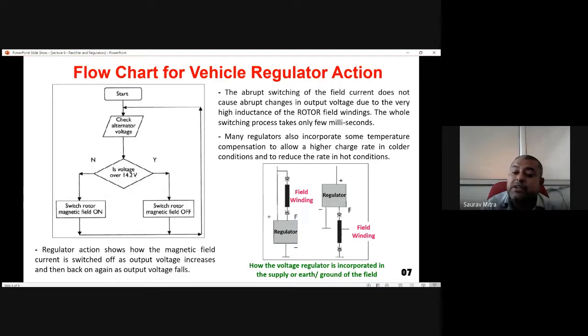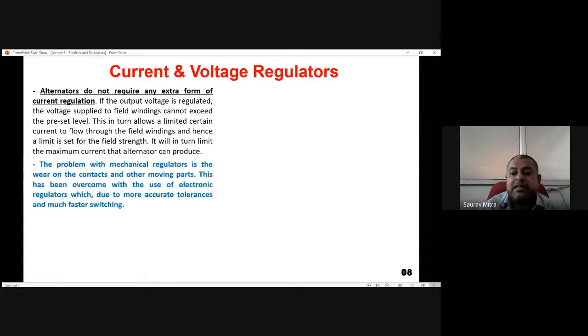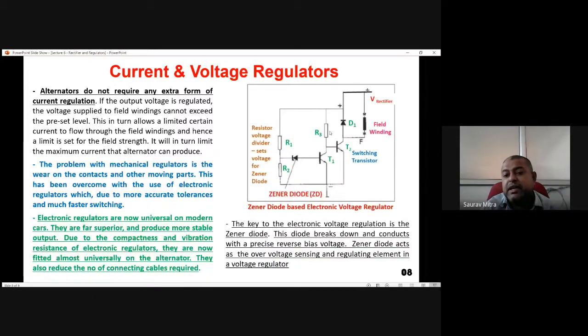So when transistor T2 is on, at that time the field winding will be carrying current. When transistor T2 is off, at that time the field winding will not be able to carry any kind of current. So it's only about controlling the transistor T2 in the regulator. You can say this is the transistor T2, and just by controlling the on and off of this transistor, we can control the magnetic field current.